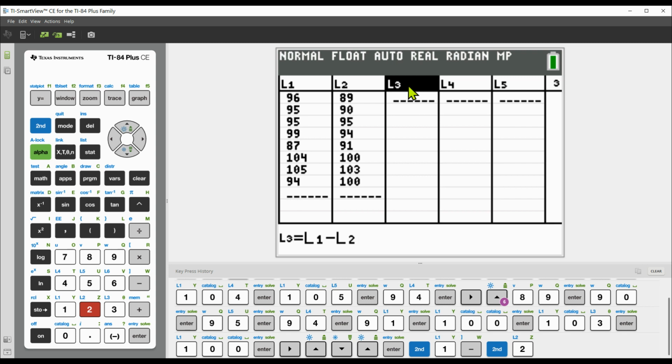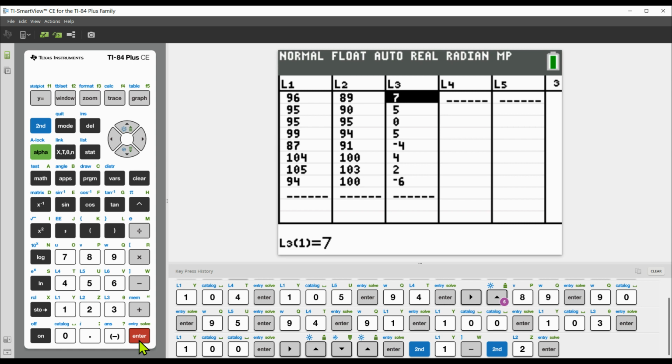It's dark up here. It was blinking when I hit enter to make sure it stayed up there. I put in a formula to tell the calculator to subtract those for me. And then L1 minus L2, I'm going to hit enter, and this subtracts all of my numbers for me. Okay, so let me switch over to Excel.